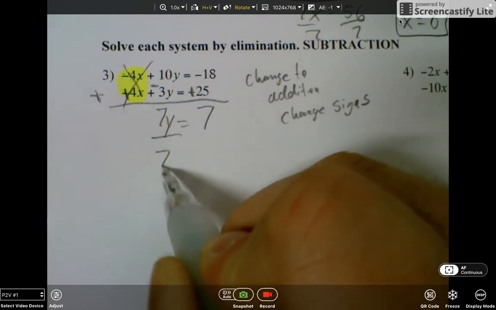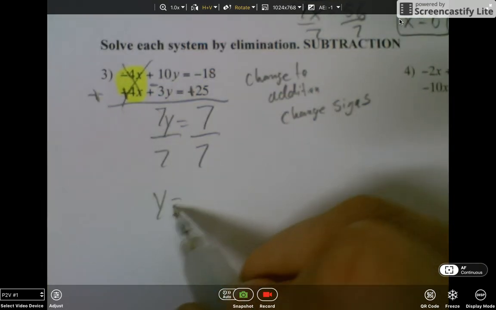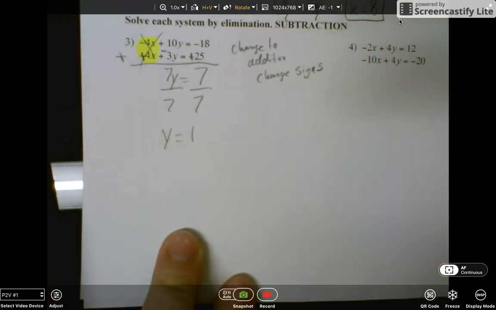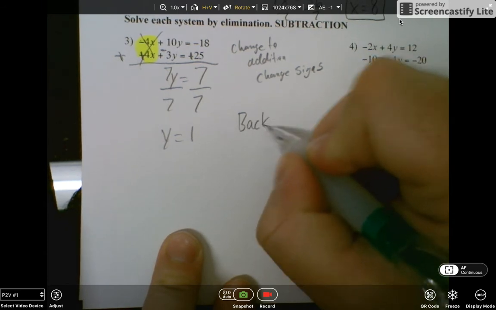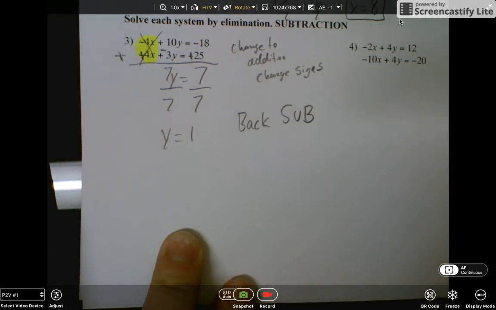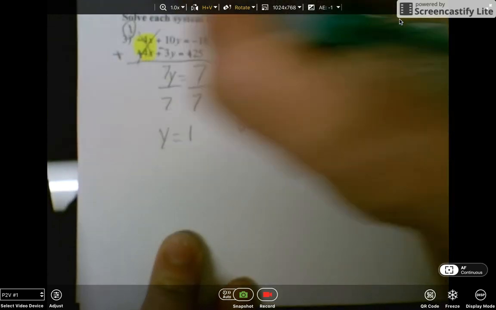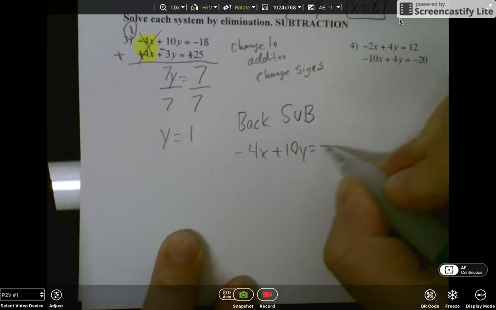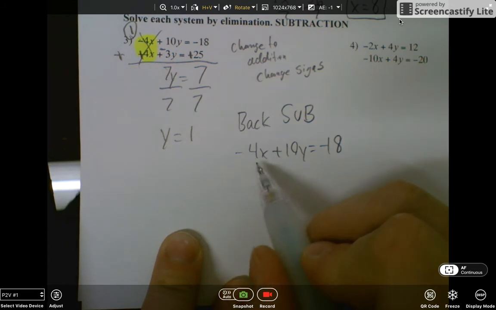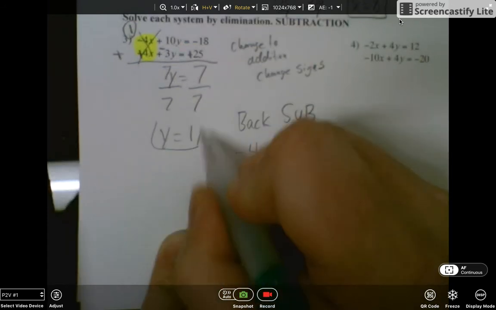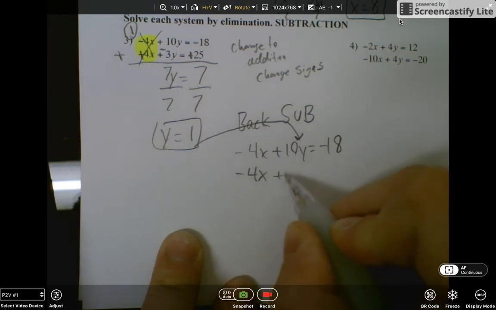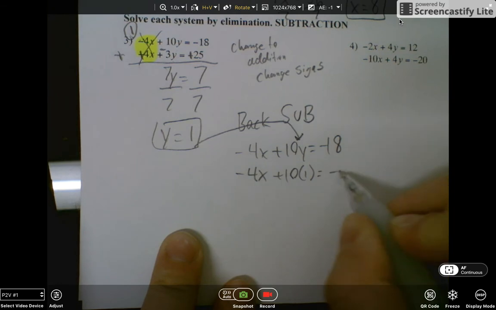7. So now I divide each side by 7, and I'm left with y equals 1. And just like before, the final step is to back sub. And again, this will be a little bit more work. I will choose from the original, I'll go back to equation 1 because I didn't change anything there. So negative 4x plus 10y equals negative 18. So I'm going to back sub this y equals 1 right there. Negative 4x plus 10 times 1 equals negative 18.